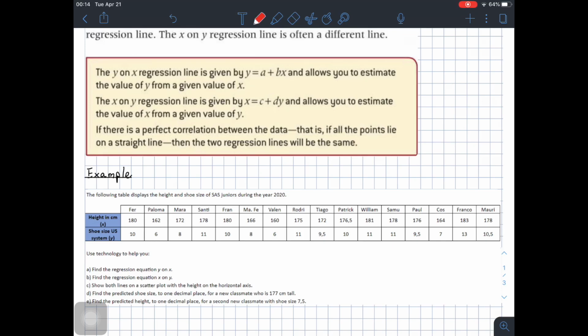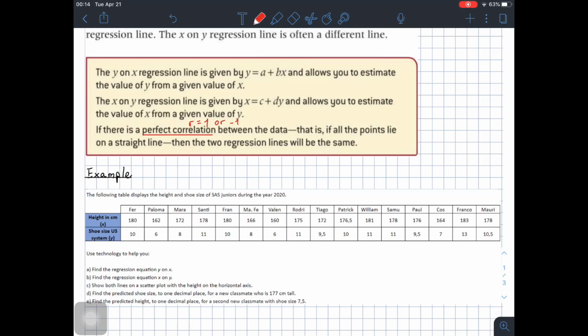Okay, then it says, if there is a perfect correlation between the data, remember that perfect correlation implies that R should be equal to 1, okay? Between the data, that is, if all points lie on a straight line, this is 1 or -1 also. Then the two regression lines will be the same. So only in the case we have a perfect correlation, then we can assume that we can use this equation in order to predict both x and y values.